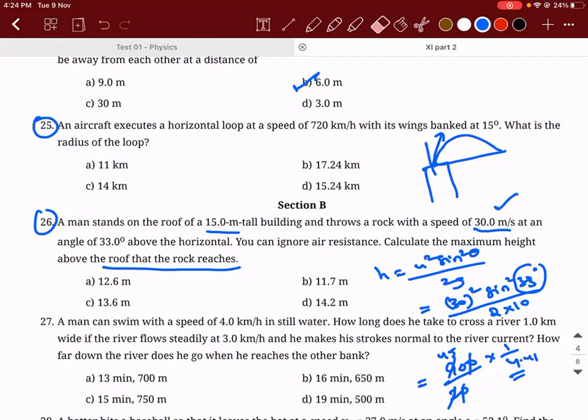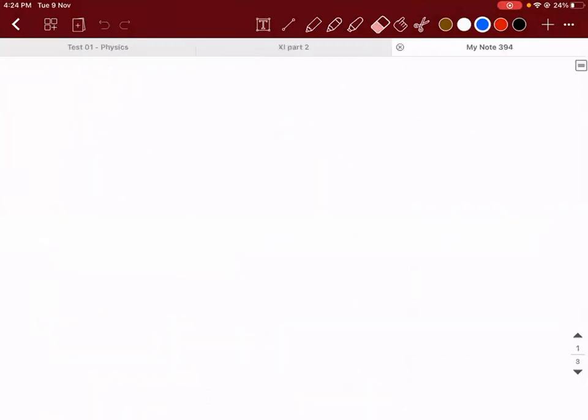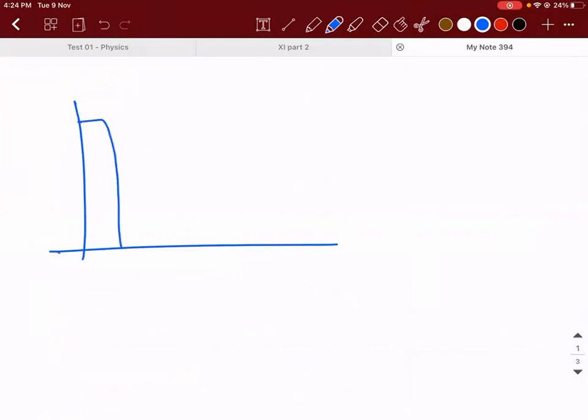Okay, let's try to solve this problem from a different perspective. You want me to take the bottom as the origin and then solve, right? Let me try and see that. Just 33 degrees. How high from the roof will the object reach?